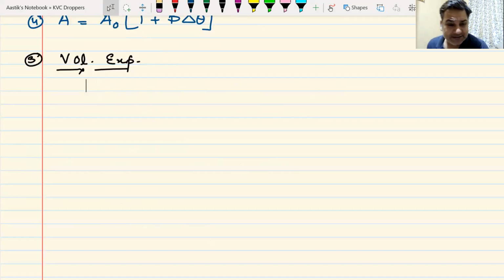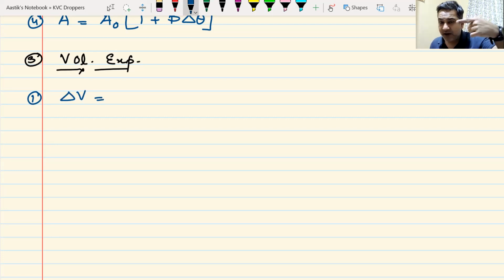Now we come to the last of this thing, volume expansion. Again, if you heat anything, it will expand in volume. We straight away move on to the formula for this without wasting any time. What would be the first formula? The first formula would be for change in volume, delta V. We have used alpha for linear, beta for aerial, and I will use gamma for volume expansion.